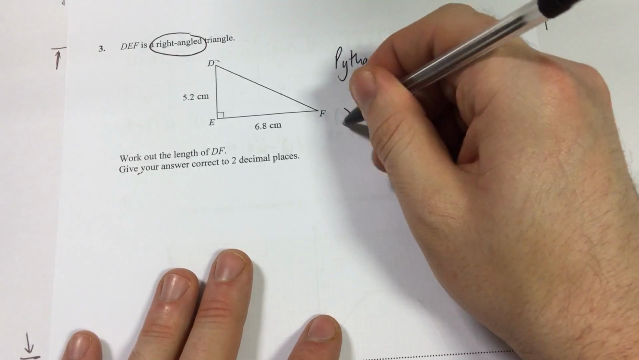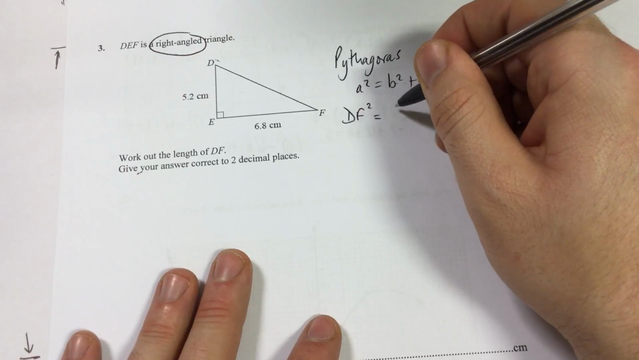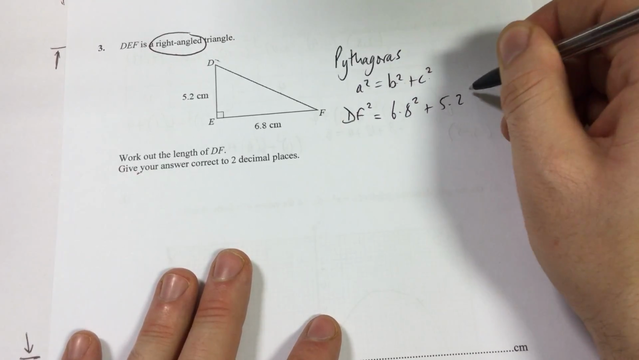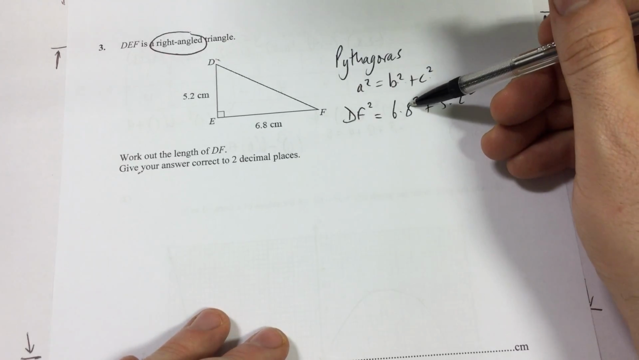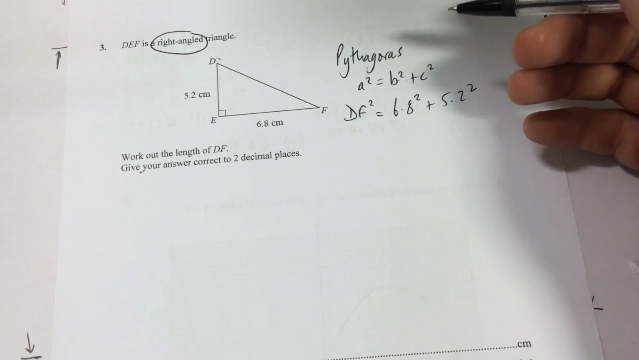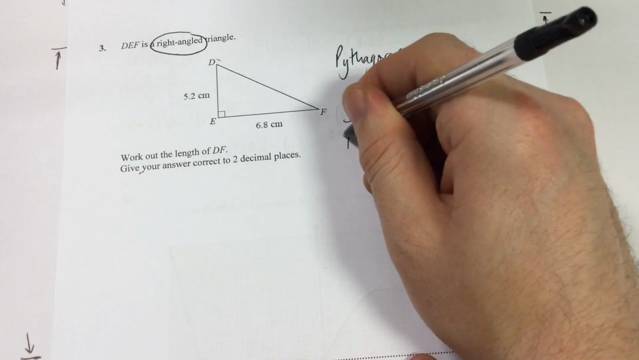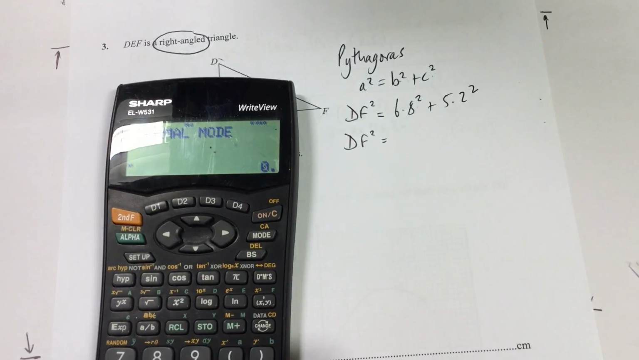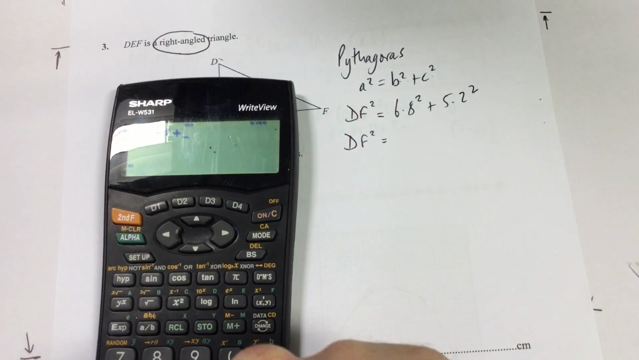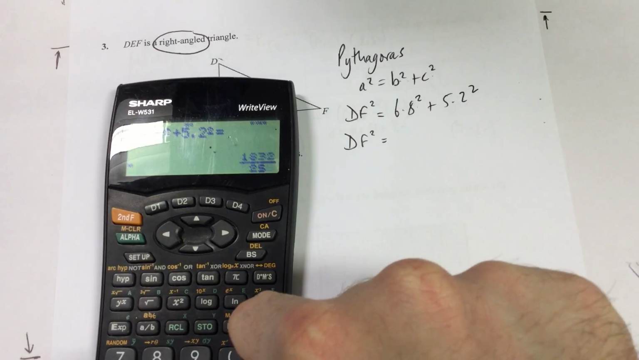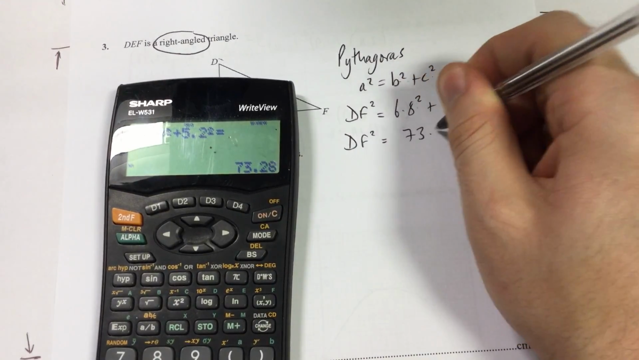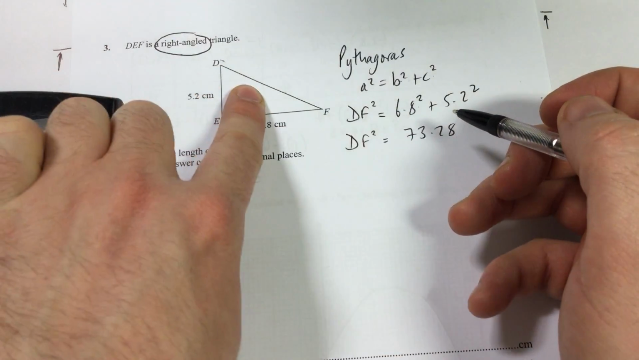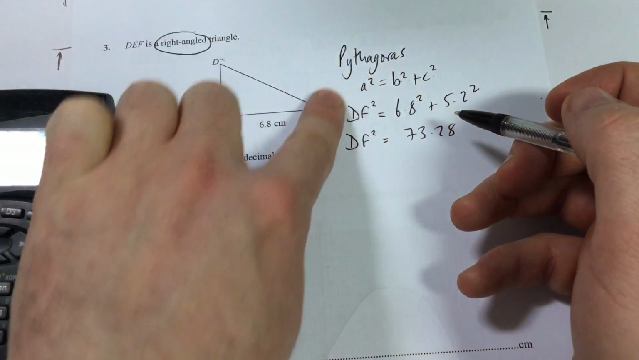Okay, so DF is the side I'm after, squared equals, I always do the biggest number first, 6.8 squared, add 5.2 squared. It doesn't make a difference with the bigger number first now, but when you're taking away it really does, so just get used to putting the biggest number first. So DF squared equals, and all you do is type in your calculator, 6.8 squared, add 5.2 squared, and I've got 73.28. Okay, and then that is not the length of this side, this is the length of this side squared, so some big area over here or something.